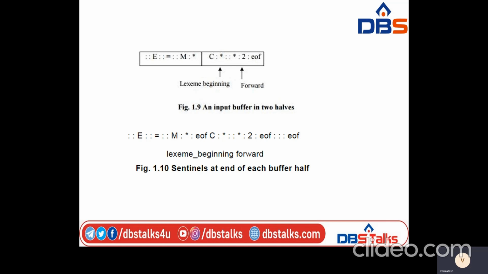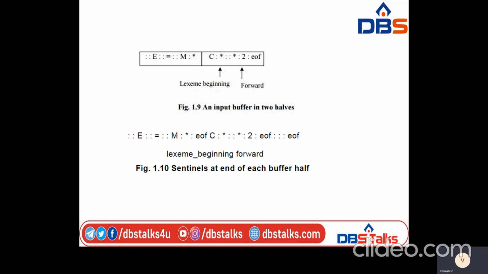Once a lexeme is determined, forward is set to the character at its right end. After the lexeme is recorded as a token in the symbol table, lexeme begin is set to the character immediately after the lexeme just found. Each lexeme is identified by scanning one character. That character must be moved before matching to a pattern. So these are the one buffer scheme and the two buffer scheme.